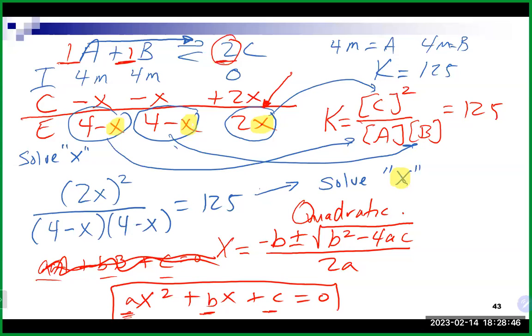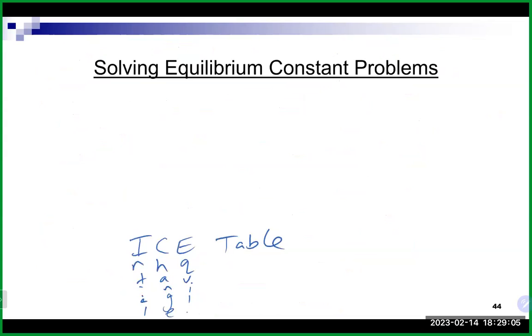Any questions on ICE tables? So we use this when we are definitely not at equilibrium. We use this when we are given initial concentrations, and we use it to help us figure out equilibrium concentrations. Any questions? All right, so let's do one here together to see how it all works.